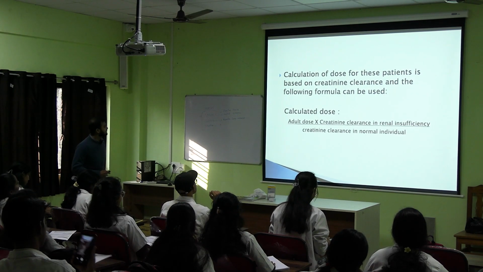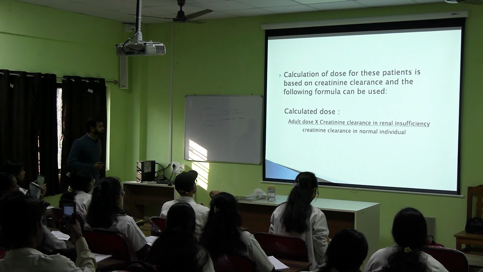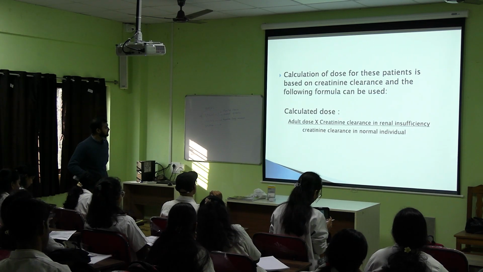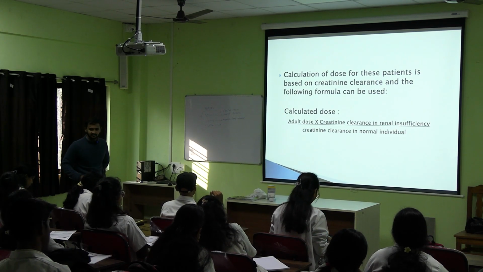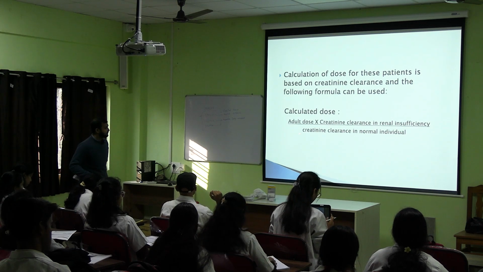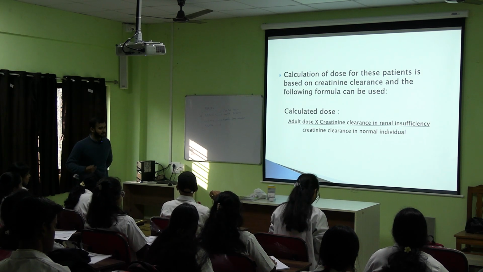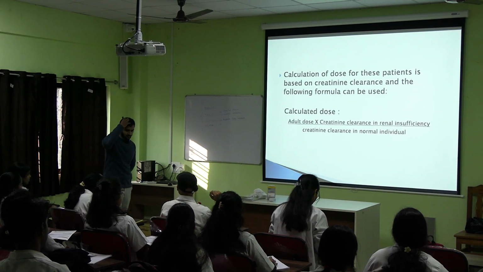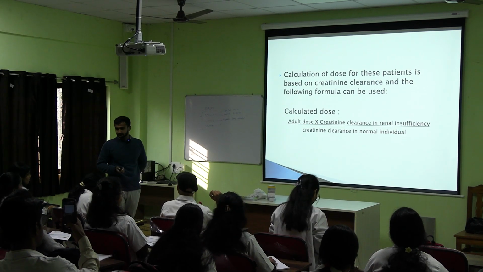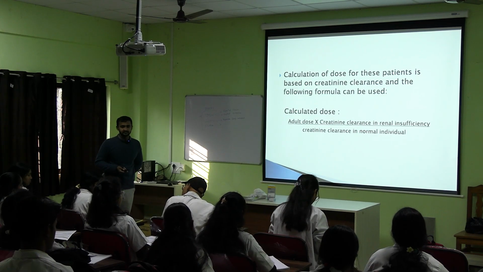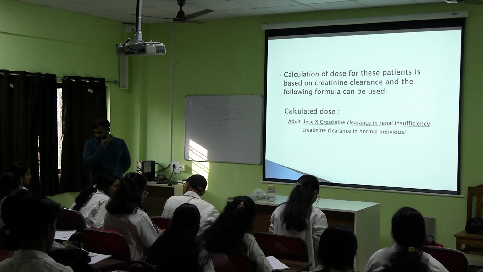And one more, in case of renal patients, renal insufficiency or renal disease, with this formula we calculate the dose: adult dose multiplied by creatinine clearance in renal insufficiency divided by creatinine clearance in the normal individual. So what is the creatinine clearance in a normal individual? What do we consider? Do you remember? What is the normal?